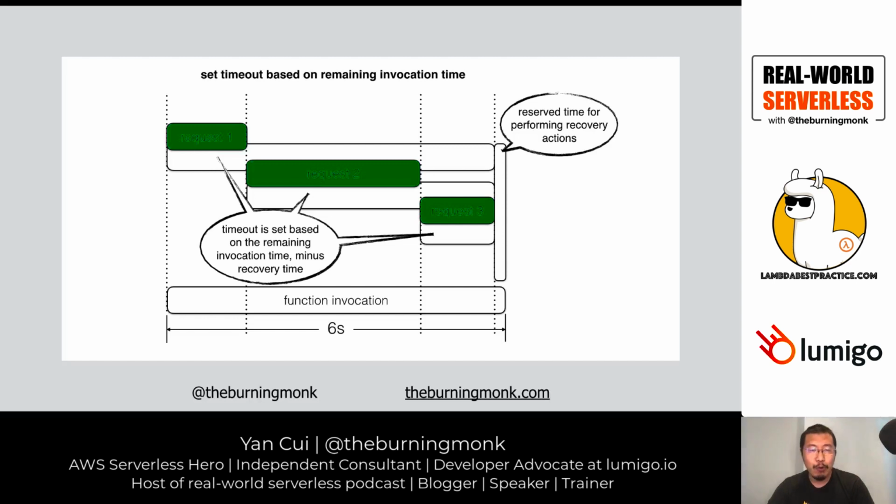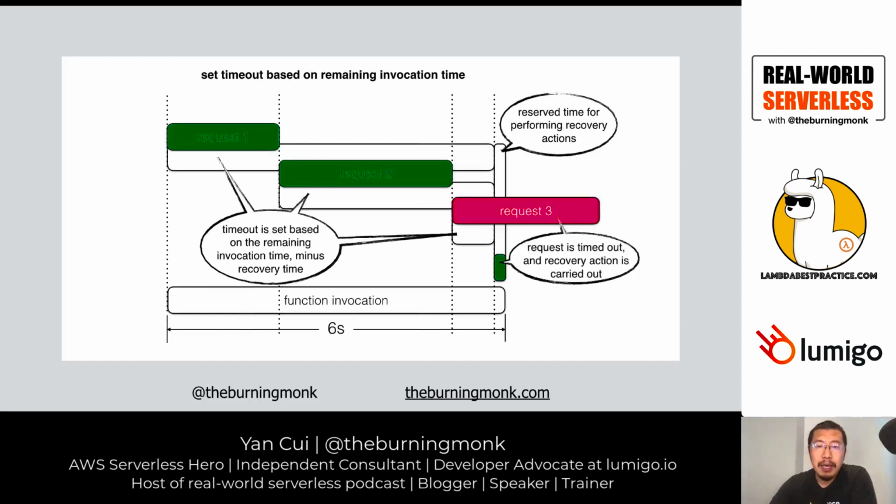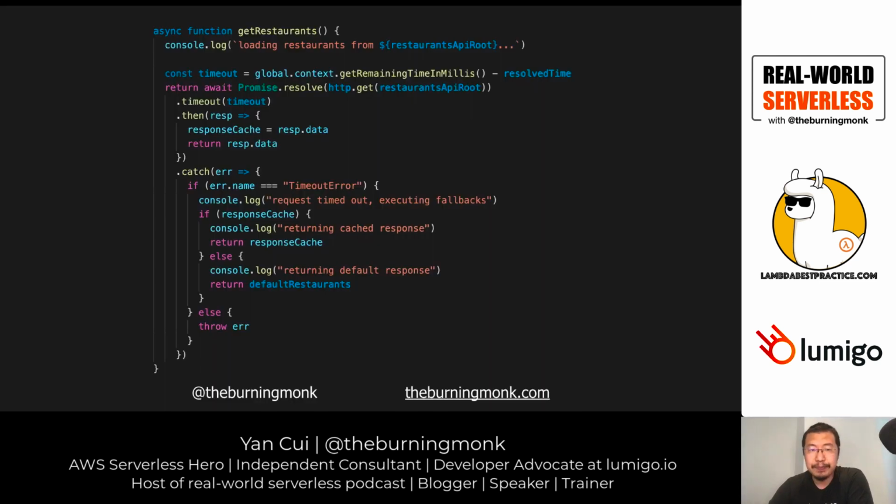That way, every request in this case is going to be given the best chance to succeed, and even when it fails, there's some time left for us to do some recovery. But if together, collectively, those requests did end up taking too long, instead of just letting the function timeout and return a 502 to our caller, which is not a great user experience, we can then do something like fetching a previously cached response or return some default response instead.